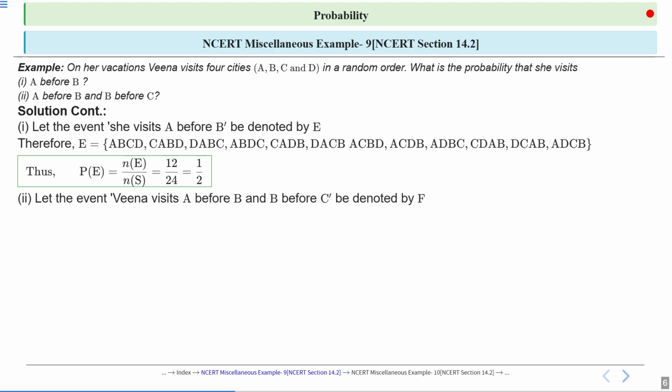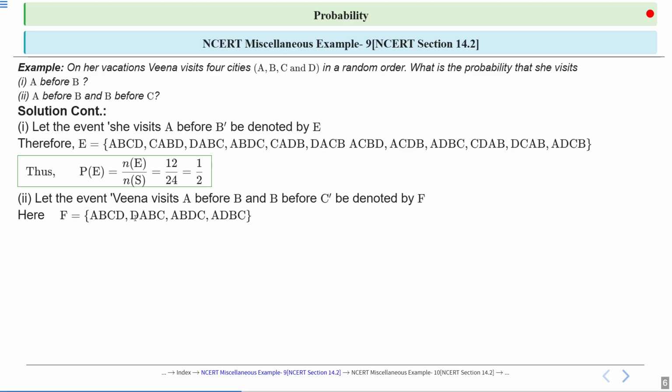Now let the event that Veena visits A before B and B before C be denoted by F. So how can you find the event F as a set? The event F contains the sample point ABCD. Here you can see Veena visits A before B, and B before C.